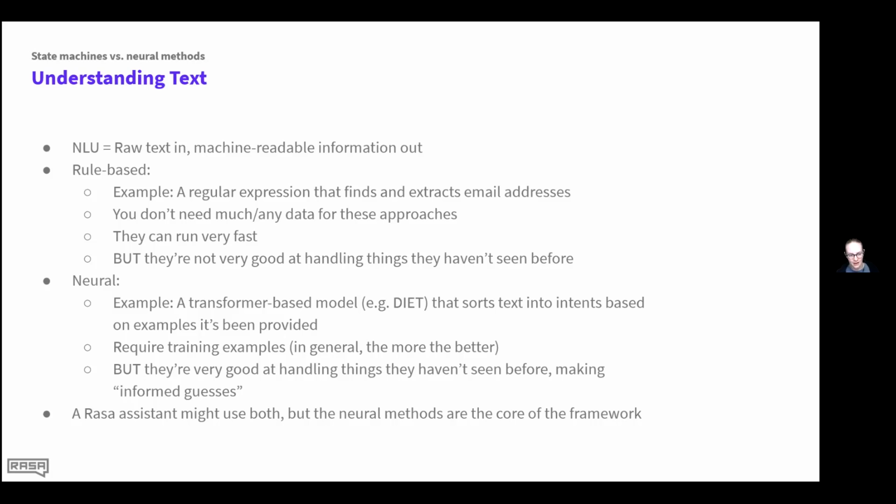But the benefit of using a neural approach, or these sort of machine learning based approaches, is that they're pretty good at handling things they haven't seen before. So they'll make a guess, right? Like every time they'll make a guess.